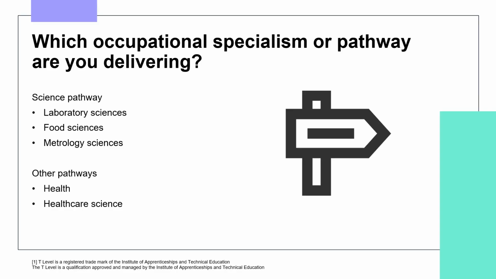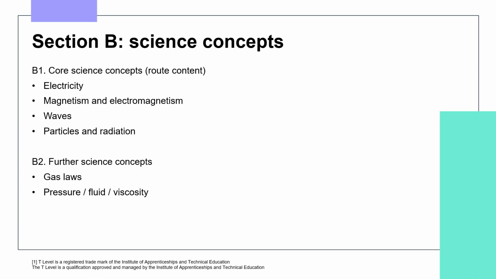I'm just going to close off that poll, and we're going to focus today on the physics content in section B of the specification. Now B1 has 4 key physics headings as shown on this slide, and the B1 content, remember, is what's called root content. So everything in B1 also appears on the health T-level and the healthcare science T-level specifications as well.